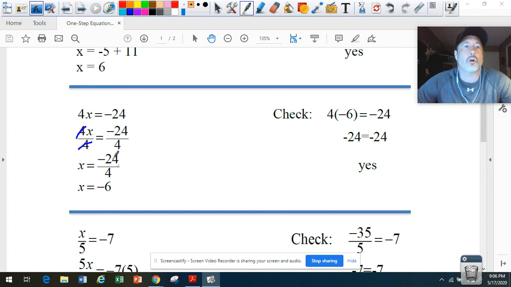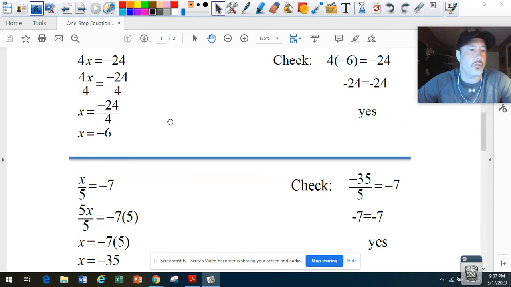So far, so good. What is negative 24 divided by 4? That is negative 6. So let's see if our answer is correct. Let's check it. 4 times negative 6 equals negative 24. What is 4 times negative 6? Well, signs are different. Since they're different, our answer is negative. So it's negative 24 equals negative 24. Yes, we are correct.